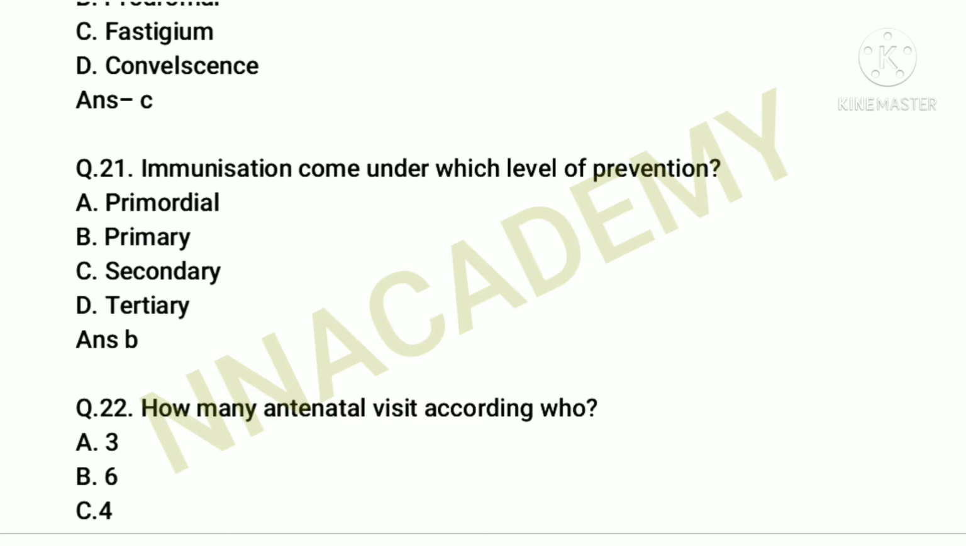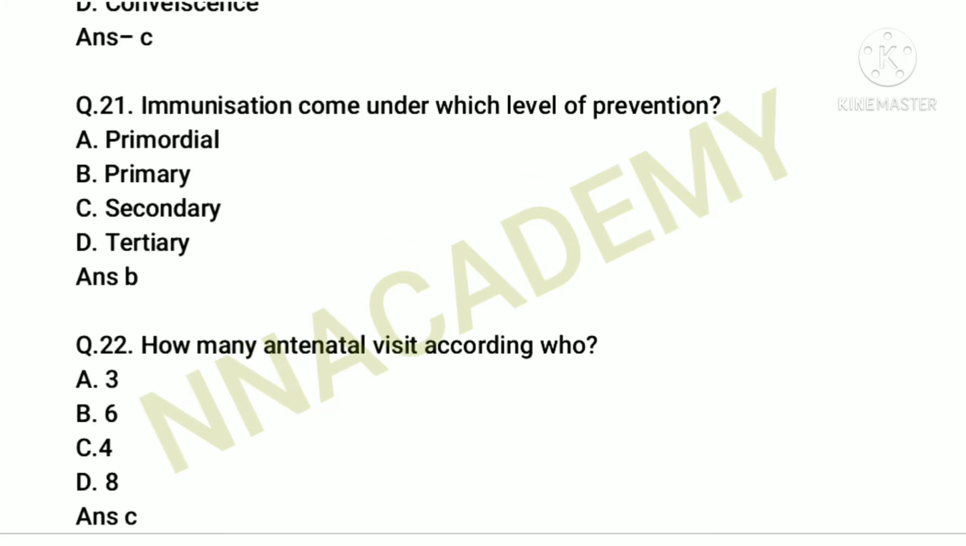Immunization comes under which level of prevention? So the options are option A primordial, option B primary, option C secondary, option D tertiary. So the right answer will be option B, primary. Immunization comes under primary prevention.